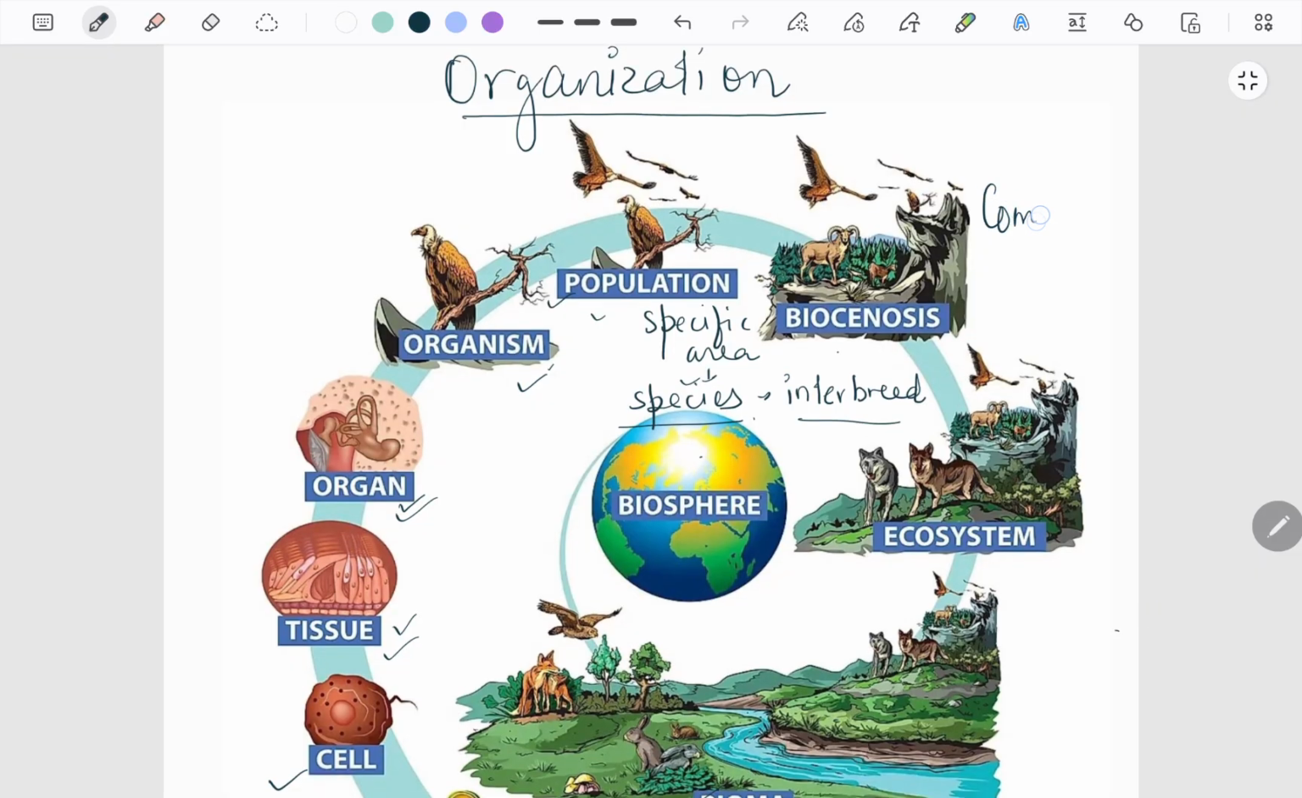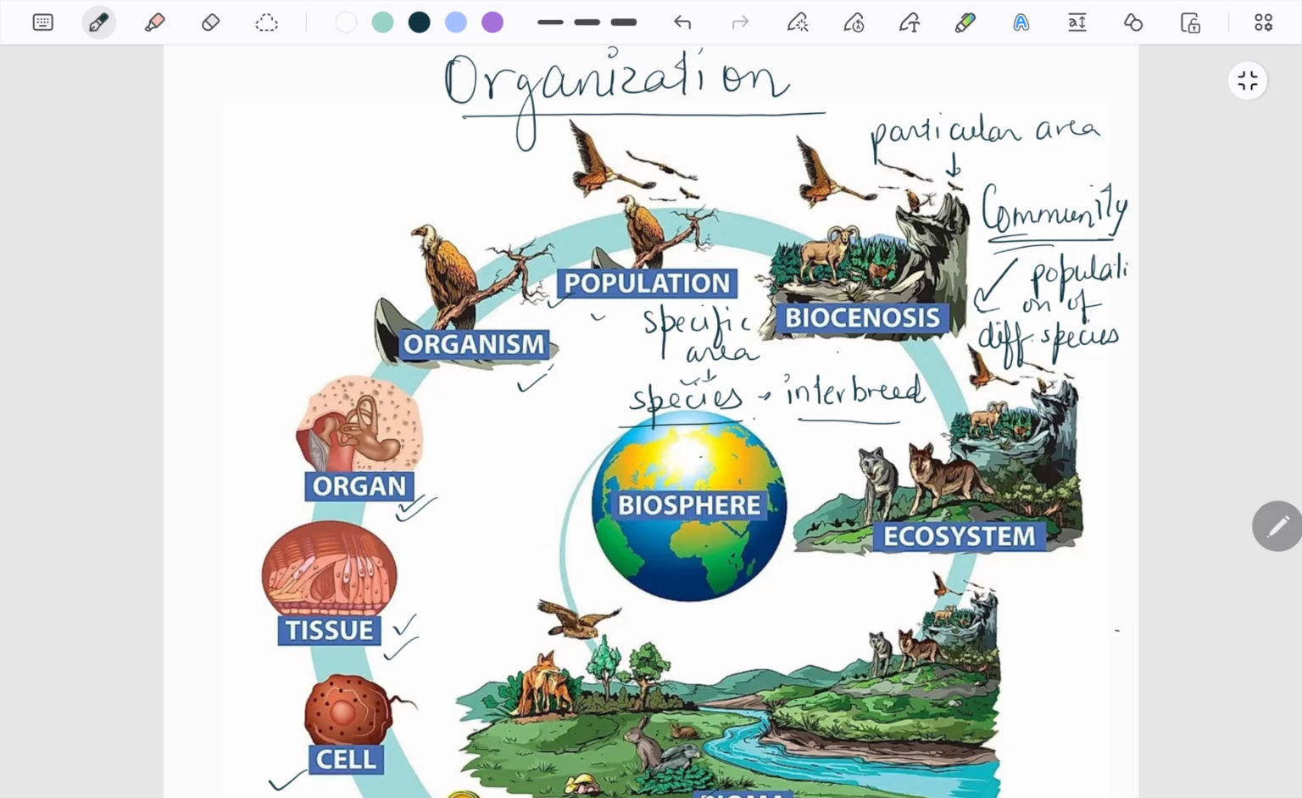So there are populations of different organisms living in a particular area, they make up a community. That community is also known as biocoenosis. So that will include populations of different species living in a particular area.